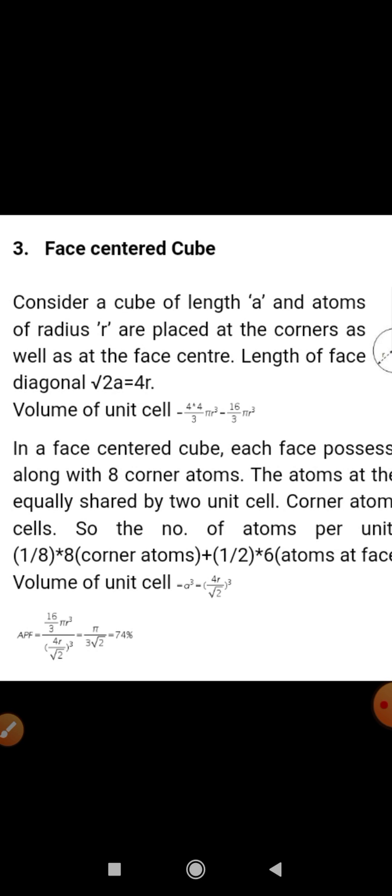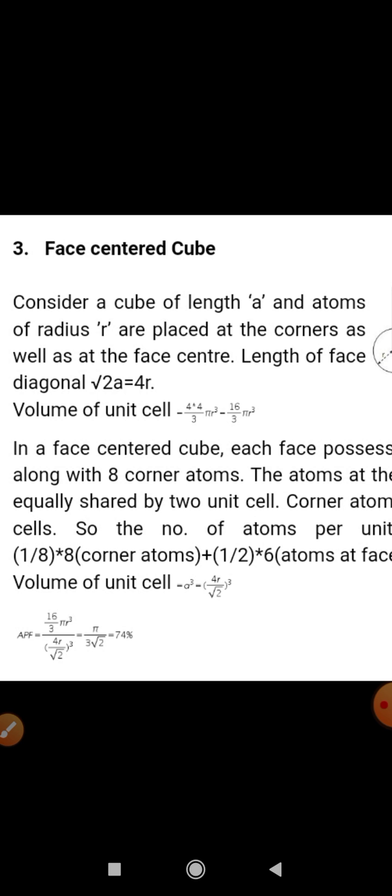In FCC, again consider length A, R be the radius. Then length of face diagonal will be root 2A equal to 4R, that means A equal to 4R upon root 2. Now let us see how many atoms are present in FCC.